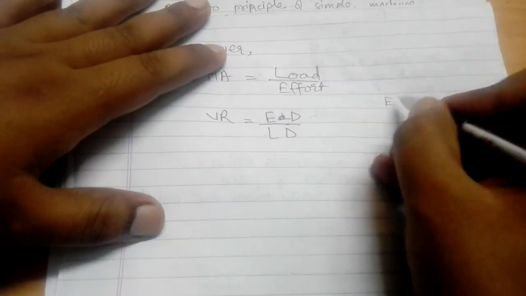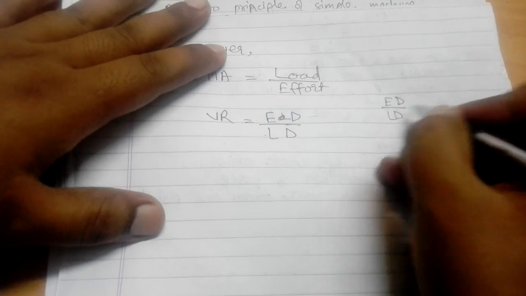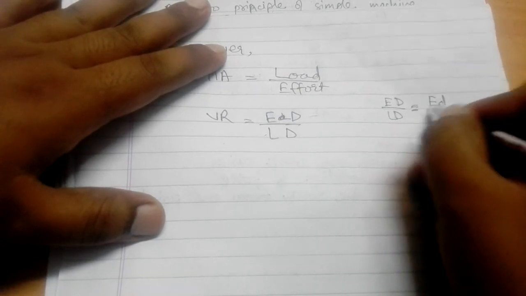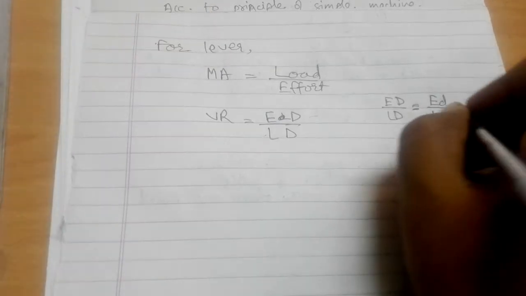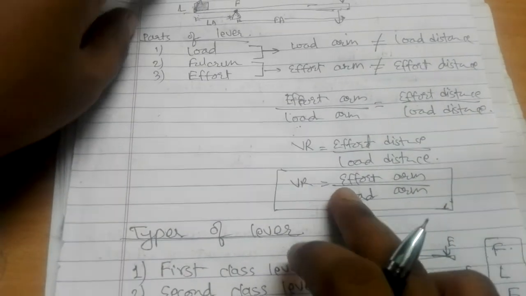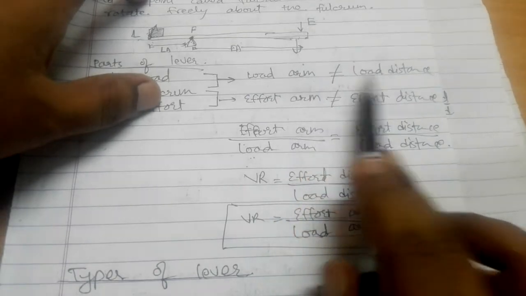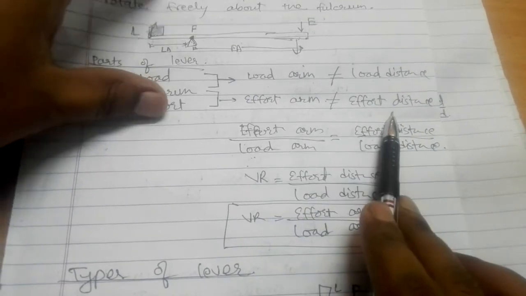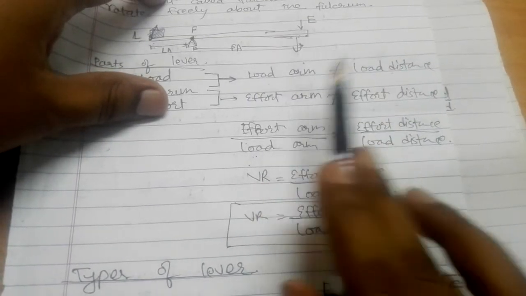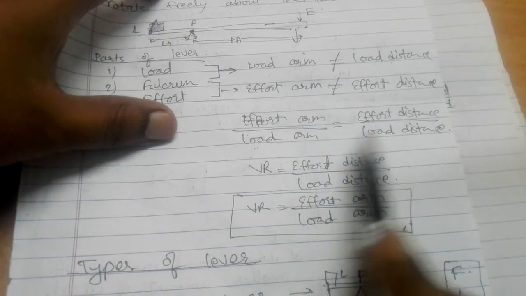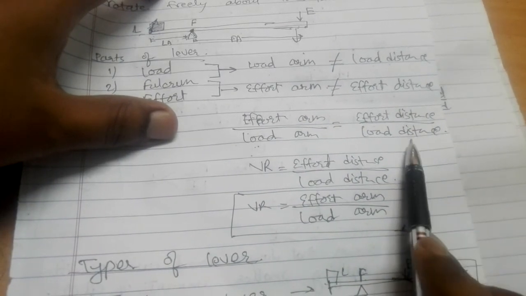But as I told you, effort distance by load distance is proportional to effort arm by load arm. Do you remember in which paper? Let me show. Okay, here we have said it. Effort distance and effort arm are not the same. Load distance and load arm are not the same, but the ratio of effort arm and load arm is equal to effort distance and load distance.